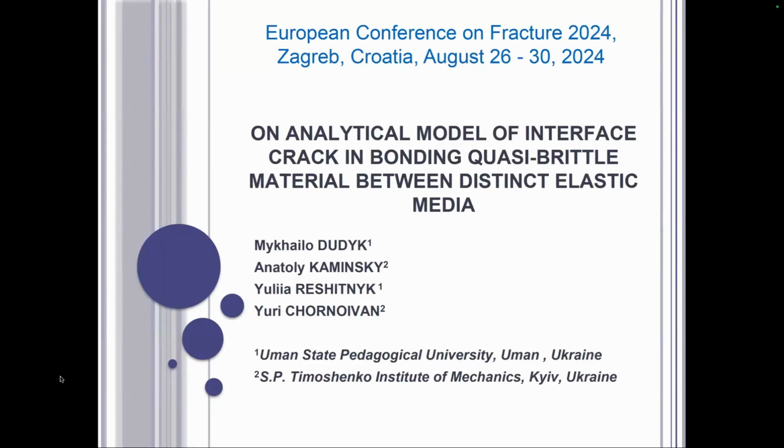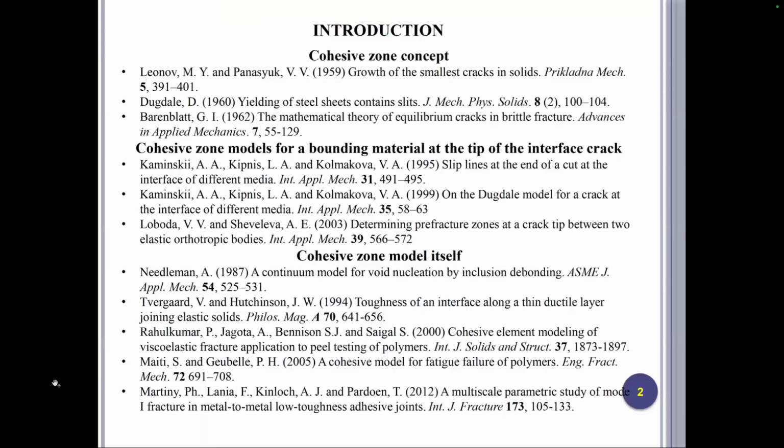A few words on the model we have used in this work. This is a cohesive zone model, which is based on the pioneering works of Leonov, Panasyuk, Dugdale, and others in the 60s of the last century. The idea is clear. The prefracture zone along the crack line is modeled by the slit with constant or changing stresses on its edges.